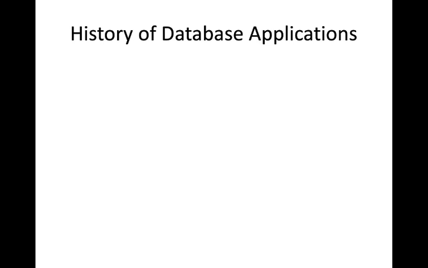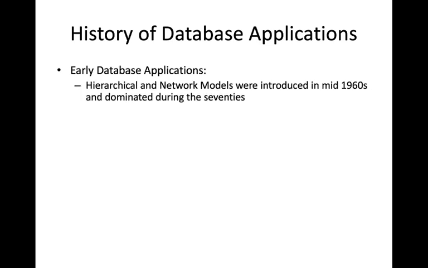Next, we will see a brief history of database applications. Initially, in the 1960s and 70s when databases were developed, we were using hierarchical and network models, which were introduced in the mid 60s and dominated through the 70s. We need not go into what the hierarchical and network models are; we will simply mention that the hierarchical model has a tree-like structure. If you consider an organization, the principal will be the head, and below the principal there will be different heads of the departments, and under the heads of the departments there will be different faculty. Like that, there will be a tree-like structure.